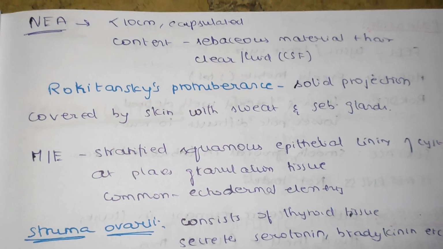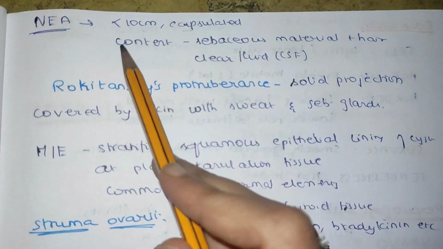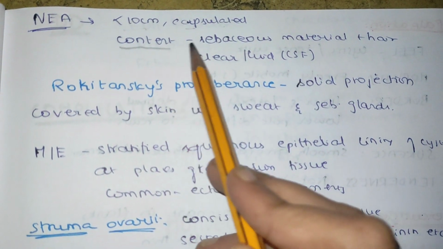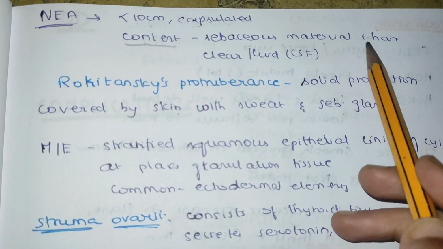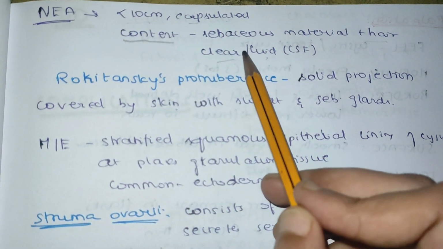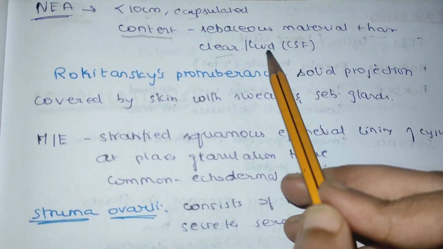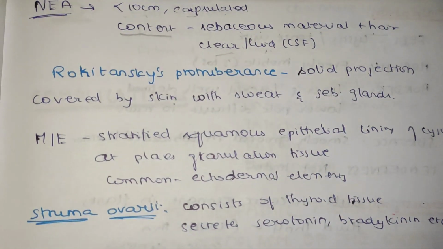Coming to the naked eye appearance, it is less than 10 cm, and it is encapsulated. The important one is the content. It contains sebaceous material, also clear fluid, and also hair. It contains the components of all three germ layers. So sebaceous material, hair, clear fluid, everything is present in the naked eye appearance.